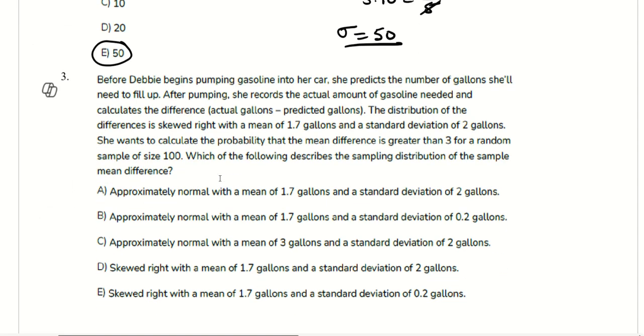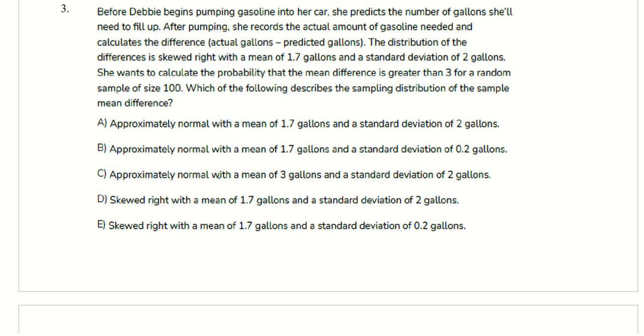All right, so we've got number 3. Before Debbie begins pumping gasoline into her car, she predicts the number of gallons she'll need to fill up. After pumping, she records the actual amount of gasoline needed and calculates the difference, actual minus predicted. The distribution of the differences is skewed right, with a mean of 1.7 and a standard deviation of 2 gallons. This is for the differences, actual minus predicted. She wants to calculate the probability that the mean difference is greater than 3 for random samples of size 100. Which of the following describes the sampling distribution of the sample mean difference?